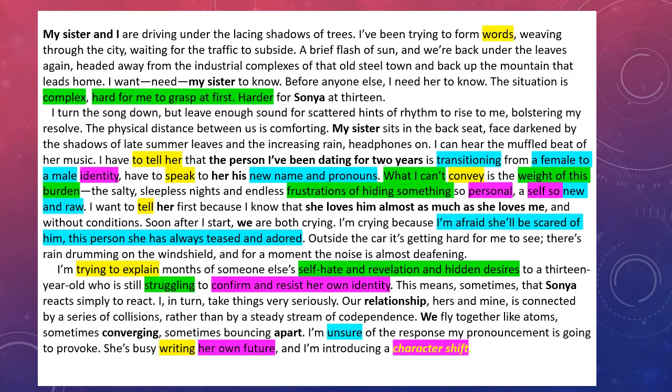But I found another pattern in here that I had not found in the introduction. I put it in bold. My sister and I, Sonia, my sister, the person I've been dating for 2 years, her, his. She loves him almost as much as she loves me. We, relationship, Sonia, we, converging apart. There's a new pattern here, and it encompasses more than just Hennet's sister Sonia. It also encompasses the person I've been dating for 2 years. This is something to do with family relationships.